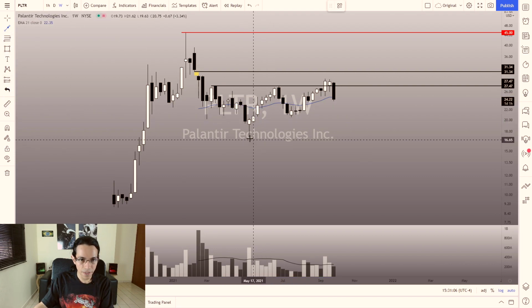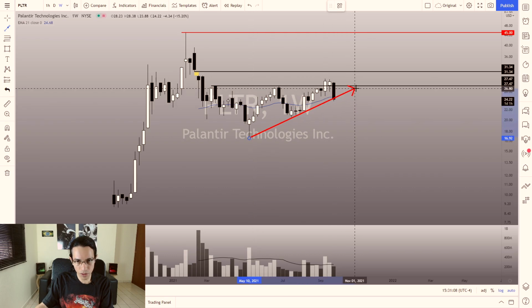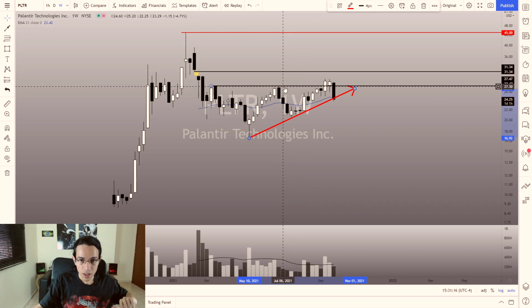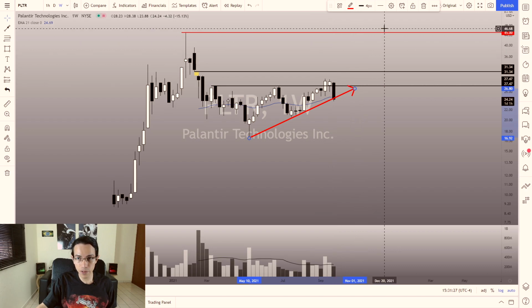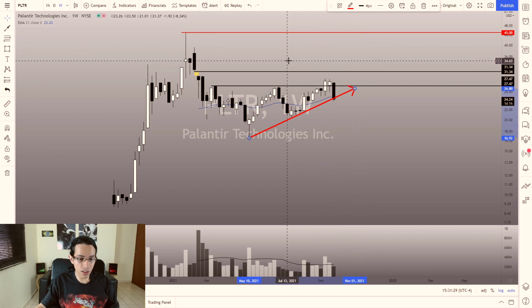Palantir did a classic ascending triangle. This is the support level, okay, and this is the resistance level. See, it's doing a triangle. It's just like Fortinet, but reversed. The moment it starts trending nicely, I think it's going to break the resistance for good. This is not going to be a false breakout, and Palantir might fly again to $45. This is a very nice and plausible situation.